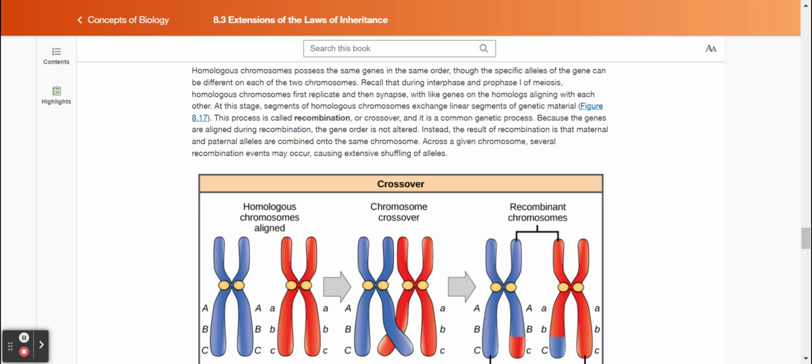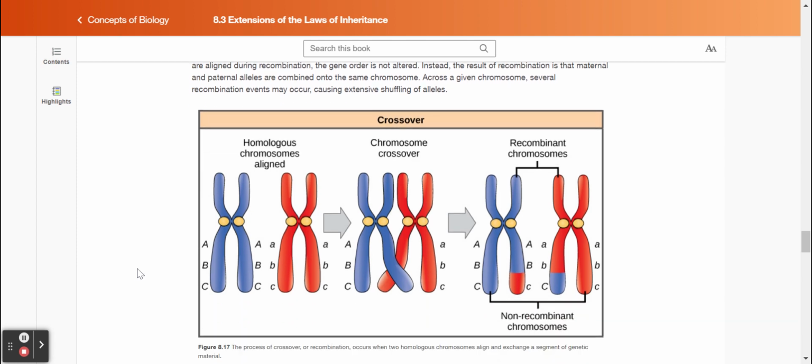Because the genes are aligned during recombination, the gene order is not altered. Instead, the result of recombination is that maternal and paternal alleles are combined onto the same chromosome. Across a given chromosome, several recombination events may occur, causing extensive shuffling of alleles. Figure 8.17. The process of crossover, or recombination, occurs when two homologous chromosomes align and exchange a segment of genetic material.